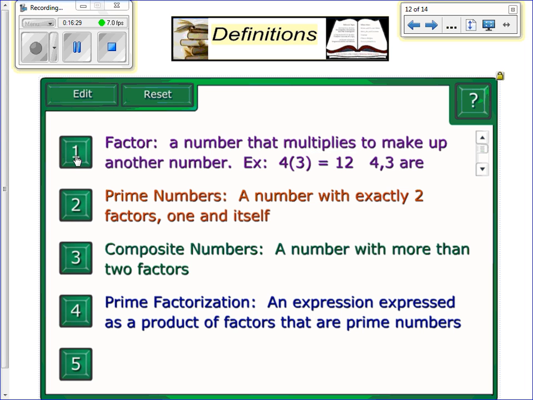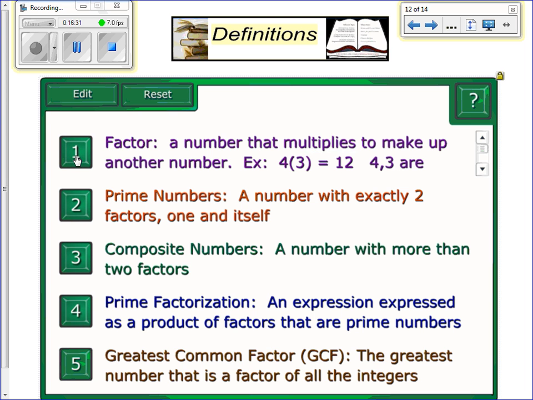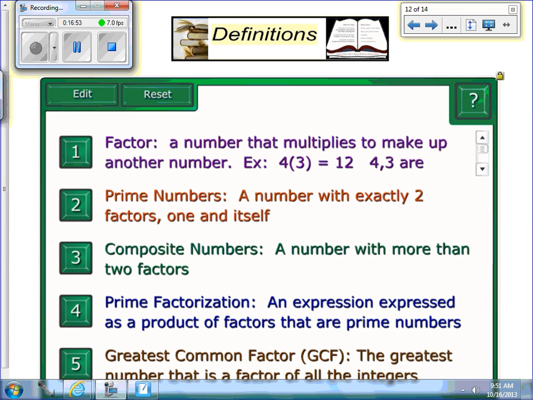And your final term that we will be discussing tomorrow is the greatest common factor, which is capital G, capital C, capital F. And the definition that I need you to write down is the greatest number that is a factor of all the integers. The greatest number that is a factor of all the integers. So we have discussed a prime number, composite number, and prime factorization, and reviewed the factor term. So tomorrow we'll be discussing greatest common factors.